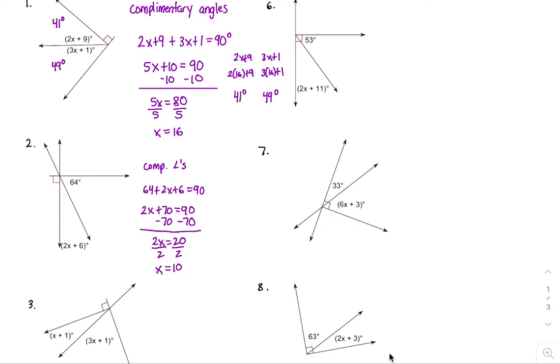Now we're just going to plug this into the equation to solve. So this is 2 times 10 plus 6. Actually, I'll show my work on the other side. So 2x plus 6, you plug in x. And then we solve. So that's 20 plus 6, which is 26. So this is going to be 26 degrees.